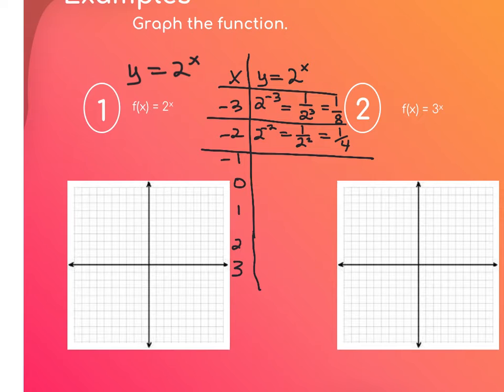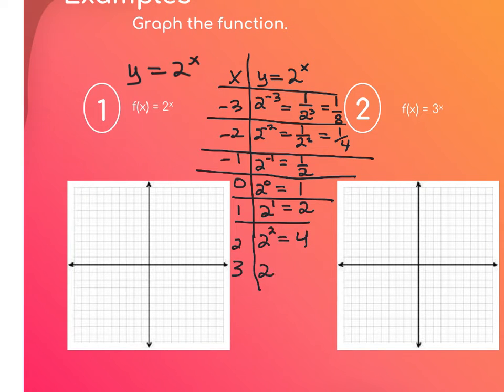Plug in the -1 as the exponent. 2 to the -1 is really 1/2. You also need to memorize that any number raised to the 0 power equals 1. Then if I plug in 1 as the exponent, 2 to the first power is 2. If I plug in a 2, 2 squared is 4. And then if I plug in a 3, 2 to the third power is 8.